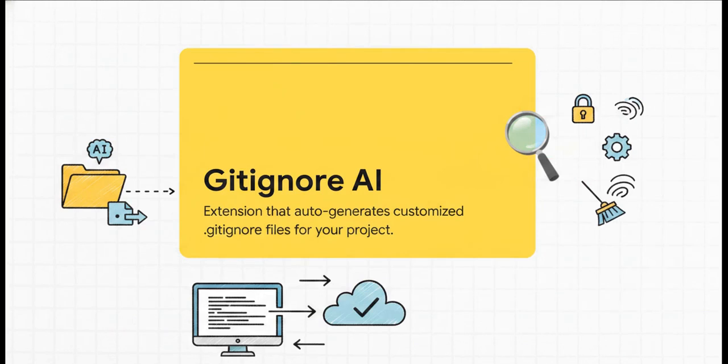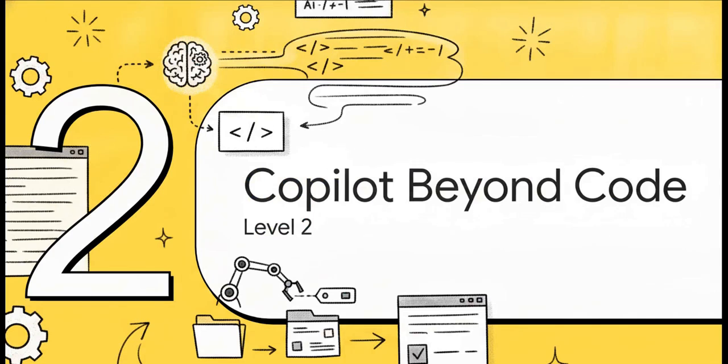Oh, and before we leave the basics behind, I have to drop a massive pro tip. We all know the sheer panic of accidentally committing massive node_modules folders or sensitive local files, right? Enter the gitignore AI extension. Once you install it, you literally just create a blank .gitignore file, right-click and select Generate gitignore from AI. It instantly analyzes your project's specific languages and tools and automatically writes the exact ignore rules you need. It's effortless.